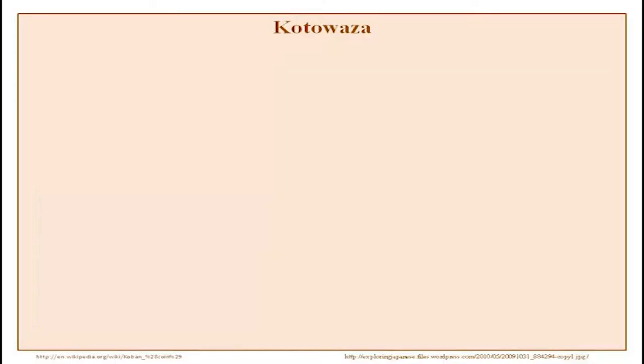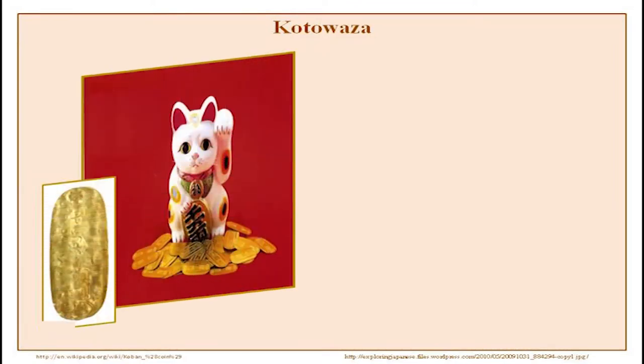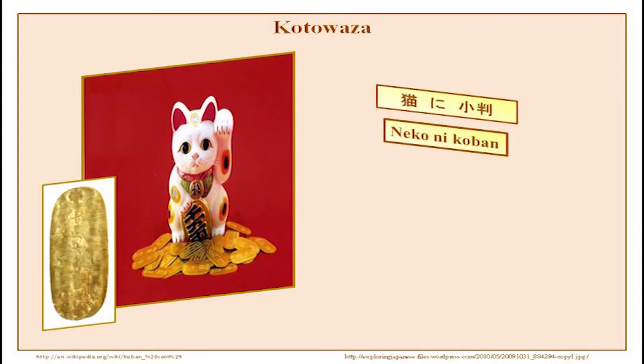And there is another kotowaza for you. You can see this coin over here, this neko over here, and a lot of coins, a lot of koban in front of the neko. Well, what is the kotowaza? The kotowaza is neko ni koban. Koban is money. These are old coins that were used in Japan long back, and money was transferred from one person to another in gold coins.